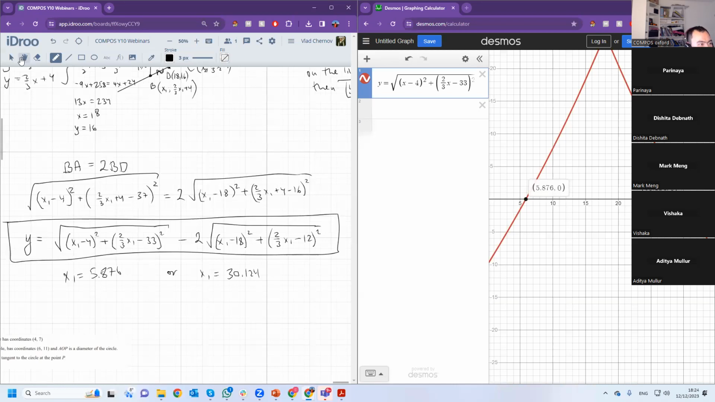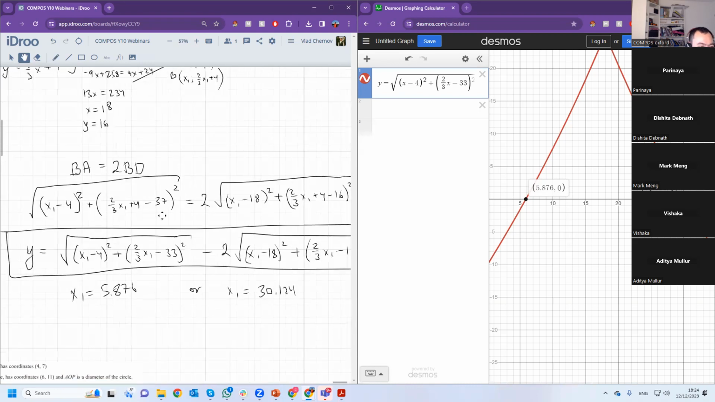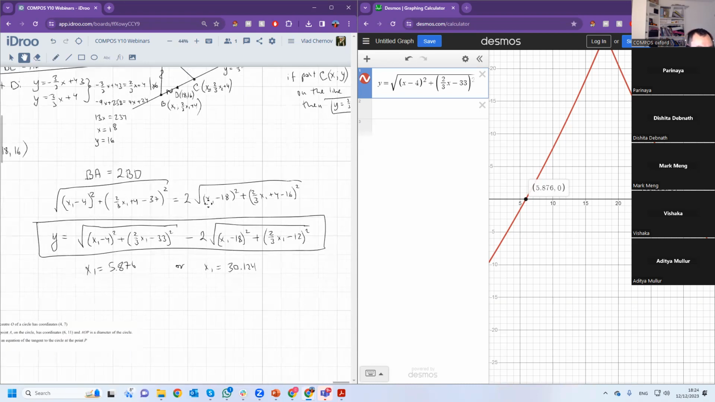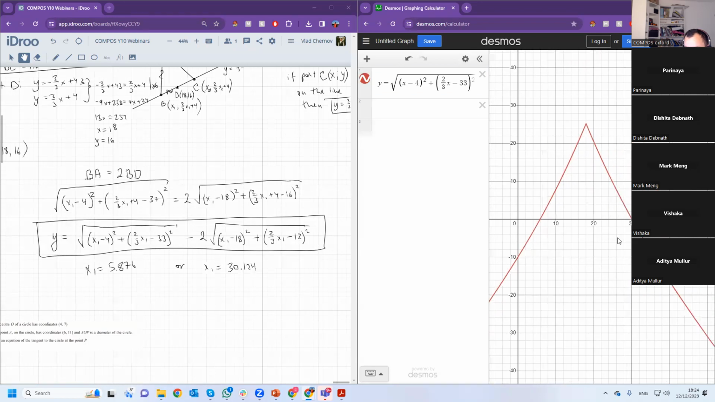Do you see what I did? I had a horrible equation, and all I did is put it to one side and then just draw the graph and see where it crosses. Of course, it doesn't always give you beautiful answers, but it gives you an approximate, which is most of the time what you need.